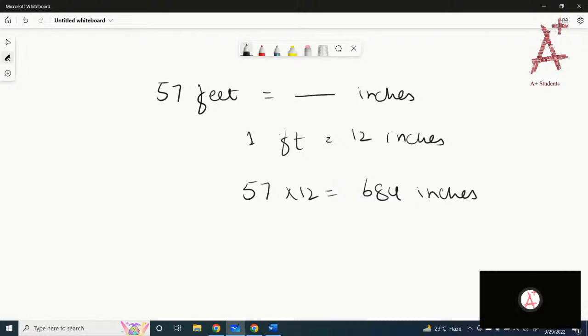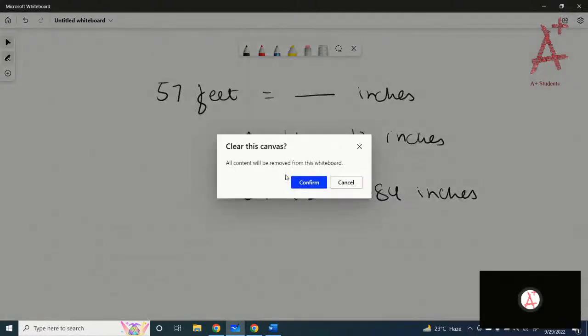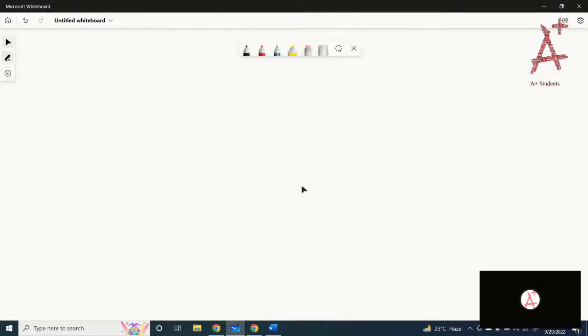So when you're moving from pounds to ounces, 1 pound equals 16 ounces, and from feet to inches, in 1 foot we have 12 inches. Got it? Okay, on the top right corner you have a test button. Let's start with the test.